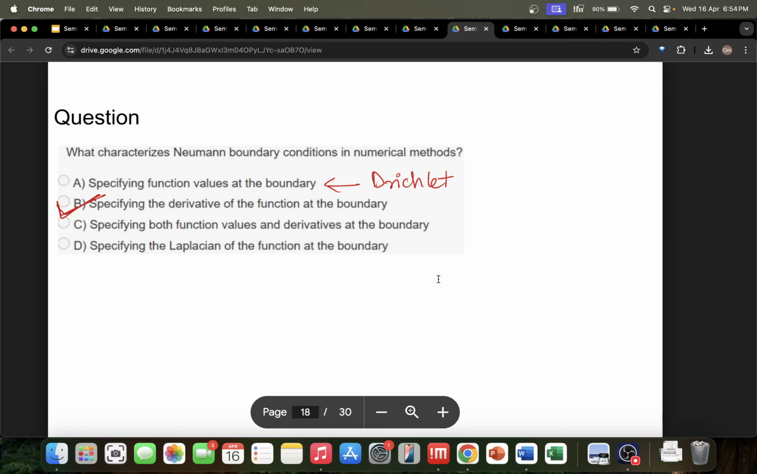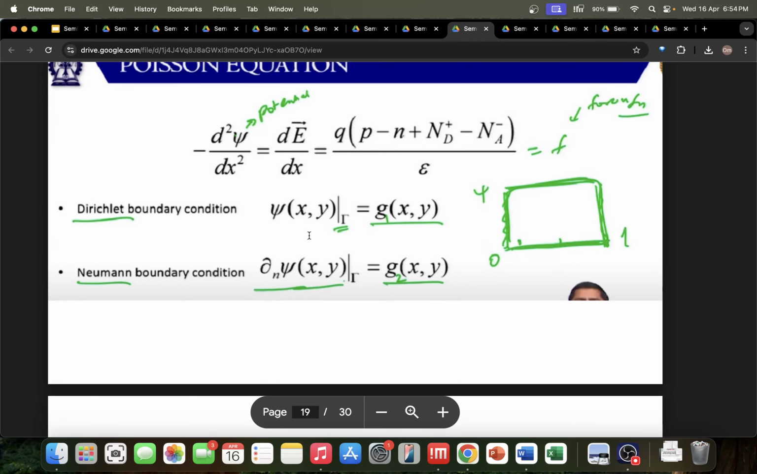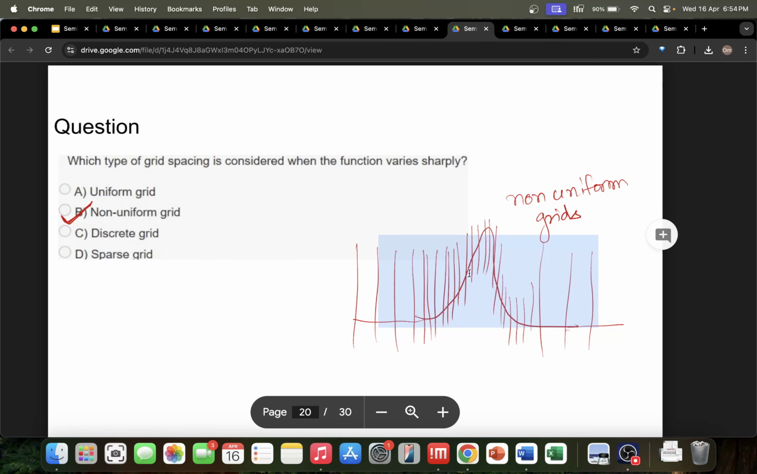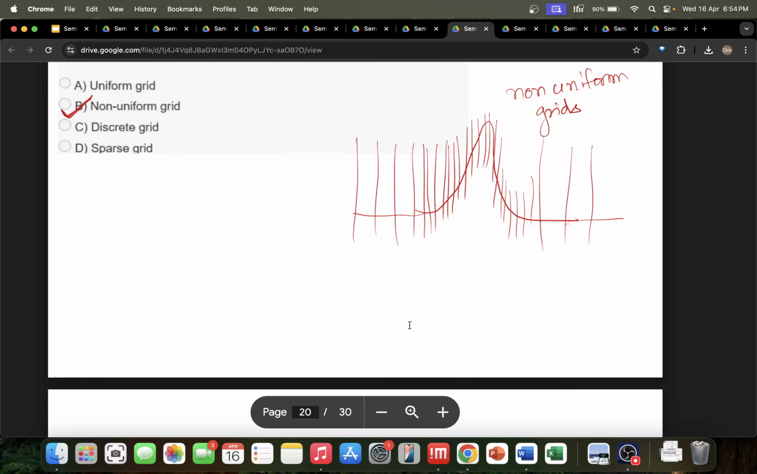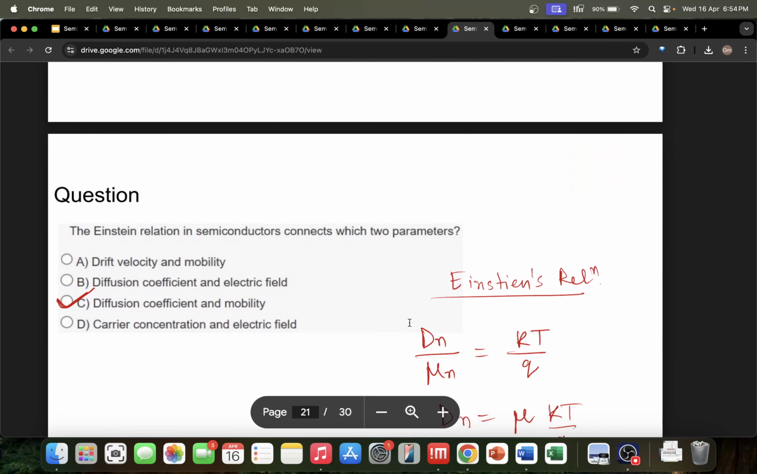Dirichlet boundary conditions and Neumann boundary conditions can create differences. Then the importance of non-uniform grids to capture the different behaviors in important regions, along with consideration of simulation time.